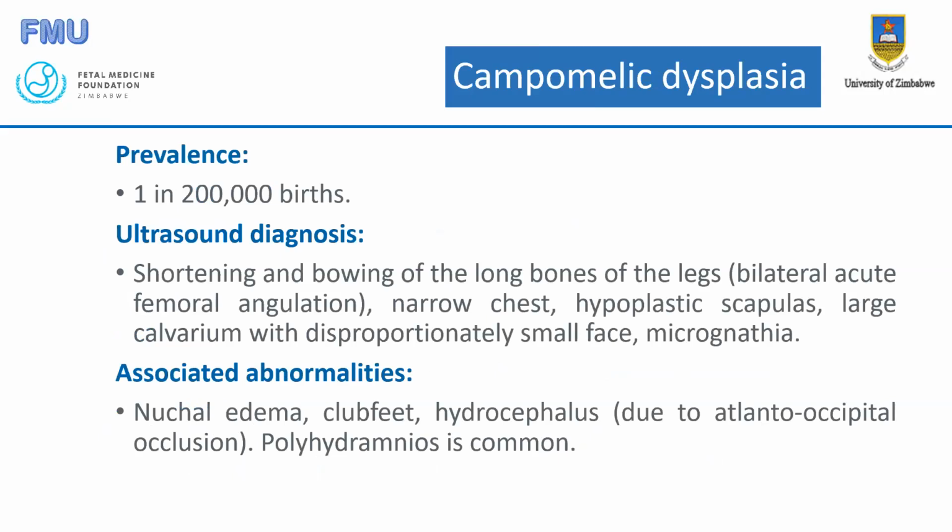Campomelic dysplasia, 1 in 200,000. Again, rare in fetal medicine terms. We may encounter just 2 cases in our country per year. That's how rare it is. The shortening and bowing of the long bones of the legs. There's bilateral acute femoral angulation. And there's narrow chest, hypoplastic scapulae, large calvarium with disproportionately small face and micrognathia.